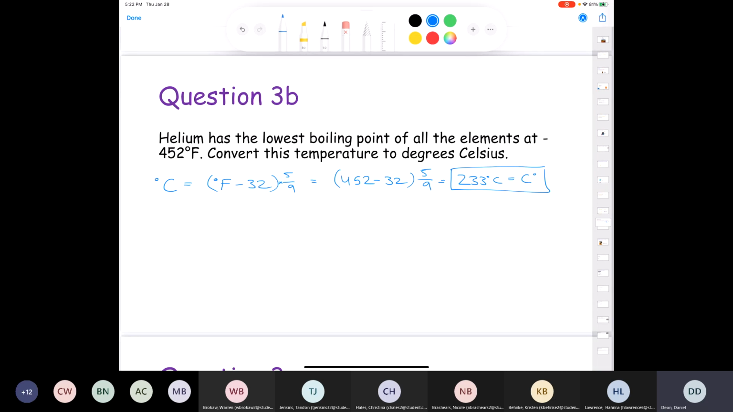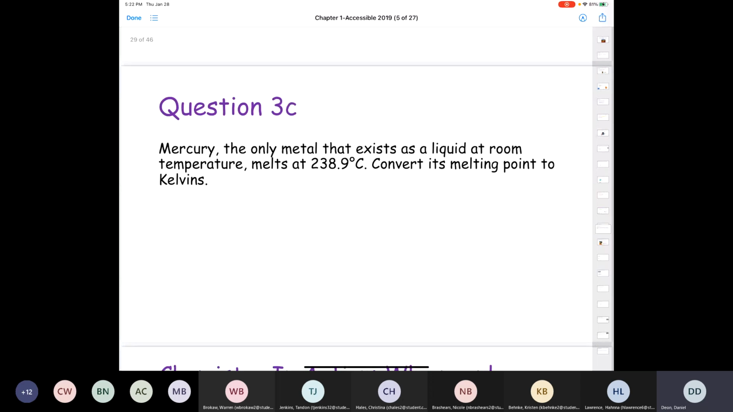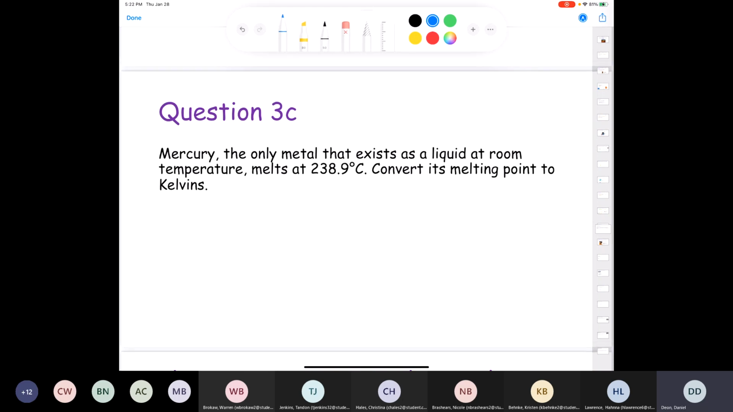All right, perfect. Well, let's move on from there. Let's try one more. Again, I don't like to use the word easy in chemistry class. I don't think that's fair. But I'd say converting between Celsius and Kelvin is one of the easier things for my students to do. It says here, mercury, the only metal that exists as a liquid at room temperature. We're really obsessed with the mercury here, aren't we? Melts at 238.9 degrees Celsius. Convert its melting point into Kelvin.